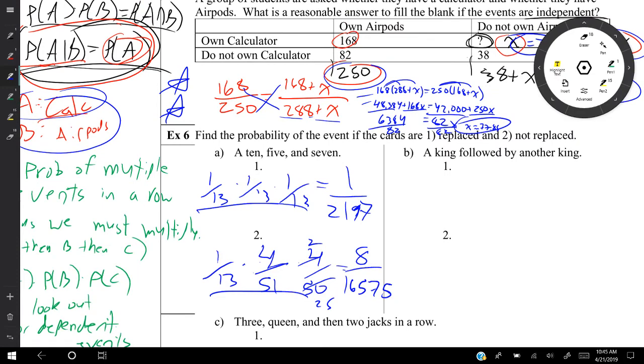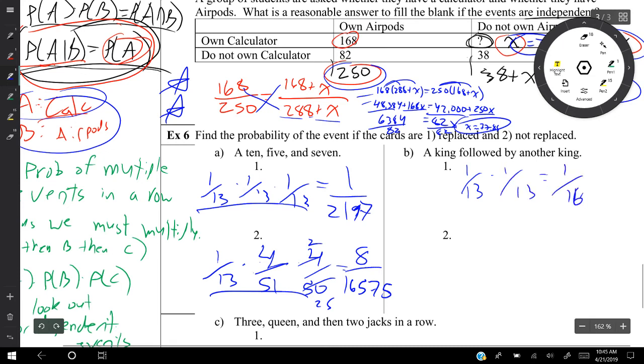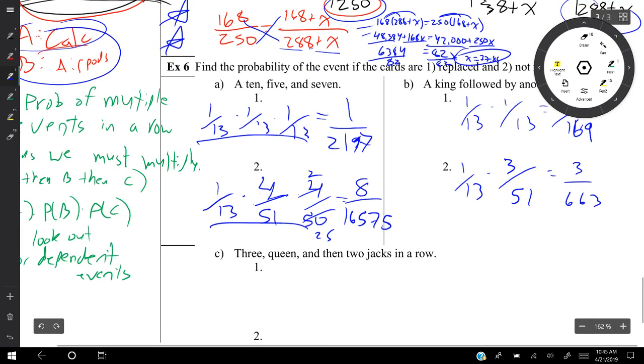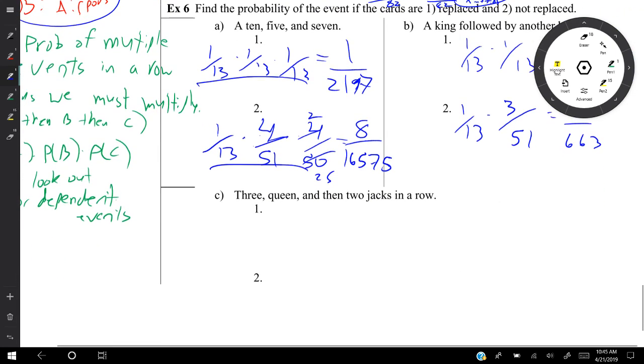A king followed by another king. All right, well, there's 4 kings out of 52, so 1/13th. And you put that king back, 1/13th. 1/13th, so 1 over 169. But if you don't replace it, okay, there's 4 kings, 4 out of 52. The second you take a king and don't put it back, there's only 3 left, and there's only 51 cards in the deck, which is 3 over 663. These are easy, right? These are easy.